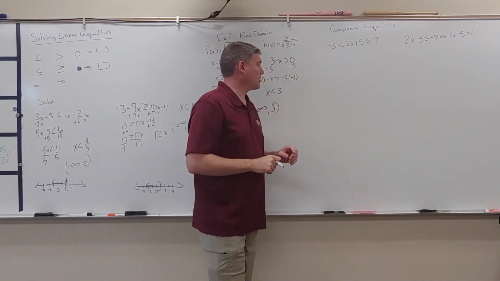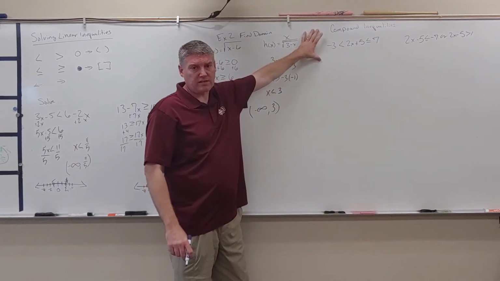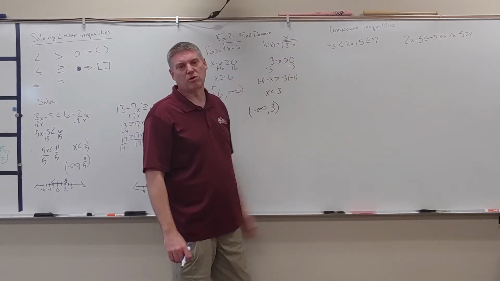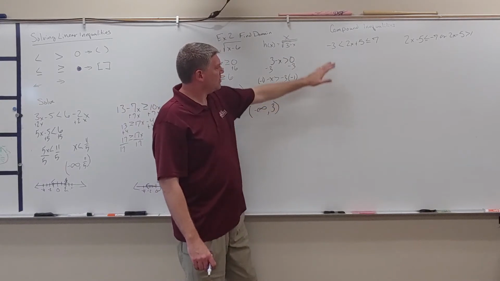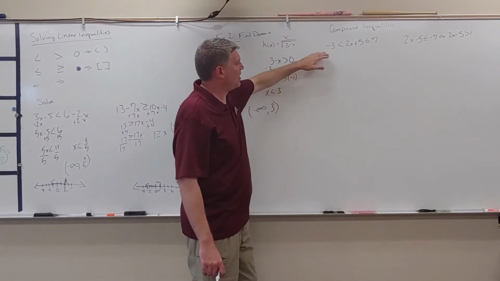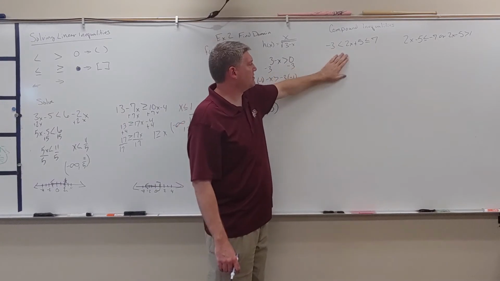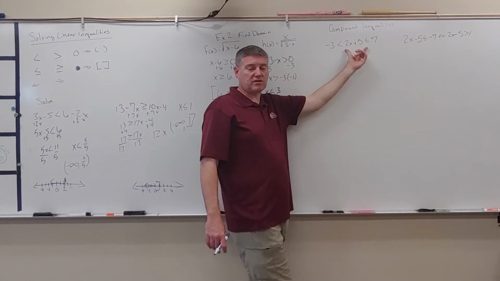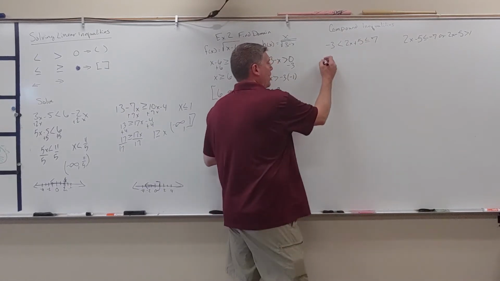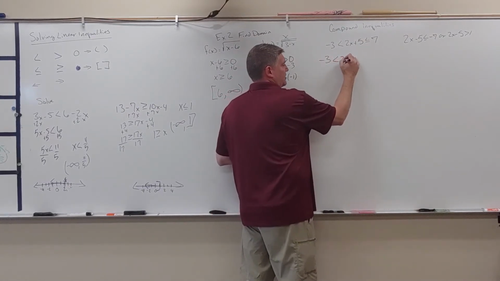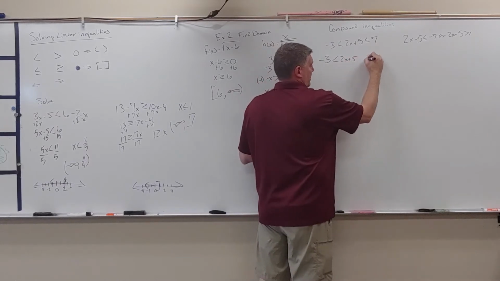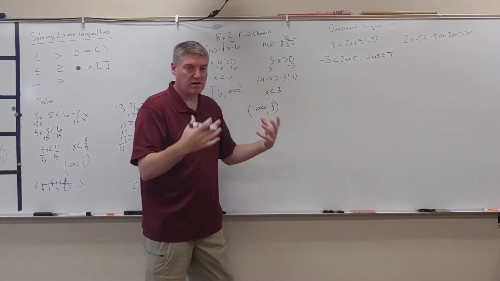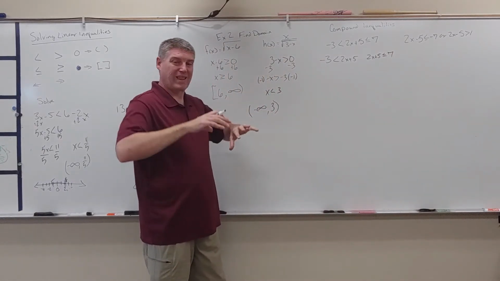Okay. Last thing we're going to talk about is compound inequalities. Compound inequalities is just a big term for saying that you have 2 or more in one sentence. So here I have a compound inequality: negative 3 is less than 2x plus 5 is less than or equal to 7. So what I'm going to do is take this compound inequality and split it apart. So I'm going to go negative 3 is less than 2x plus 5, and 2x plus 5 is less than or equal to 7. I'm going to split it apart so that way it's easier to solve.